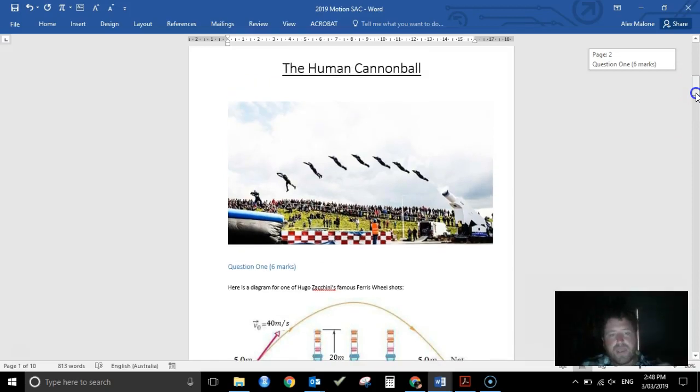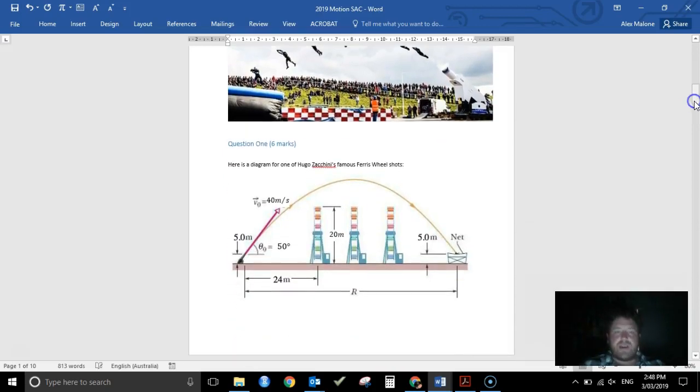Okay, let's begin. So we're looking at this diagram for one of Hugo Zucchini's Ferris wheel shots, and we should just be looking for all the information in this, so taking a moment to take it all in. Alright, so we notice that it's 5 meters off the ground where we shoot from, and we also land 5 meters off the ground, so that's telling us that the y displacement is going to be 0 overall.